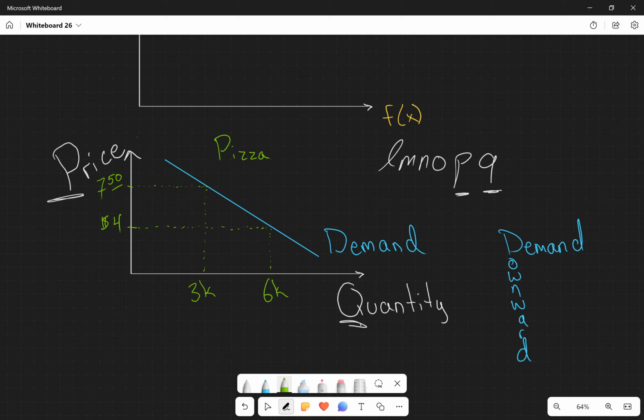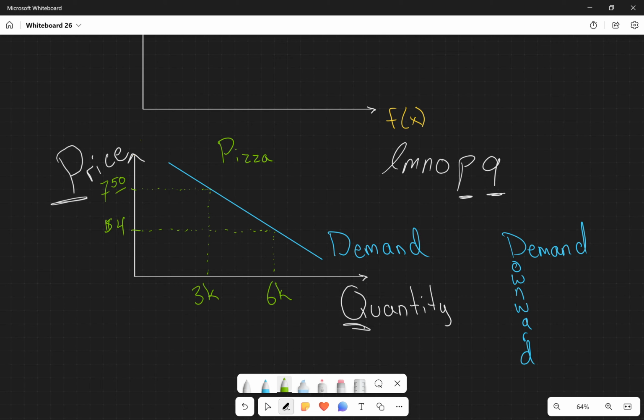Again, I'm just spitballing, using imprecise numbers here, just for example. So when the price goes down, we collectively consume more, right? And the price goes up, we switch to other things. So this whole notion of, price goes down, people buy more, price goes up, people buy less, that's called the law of demand.